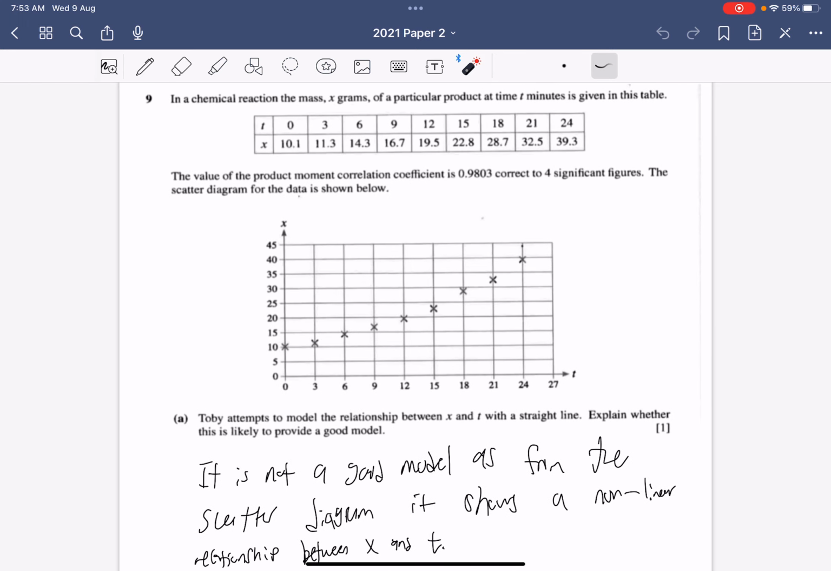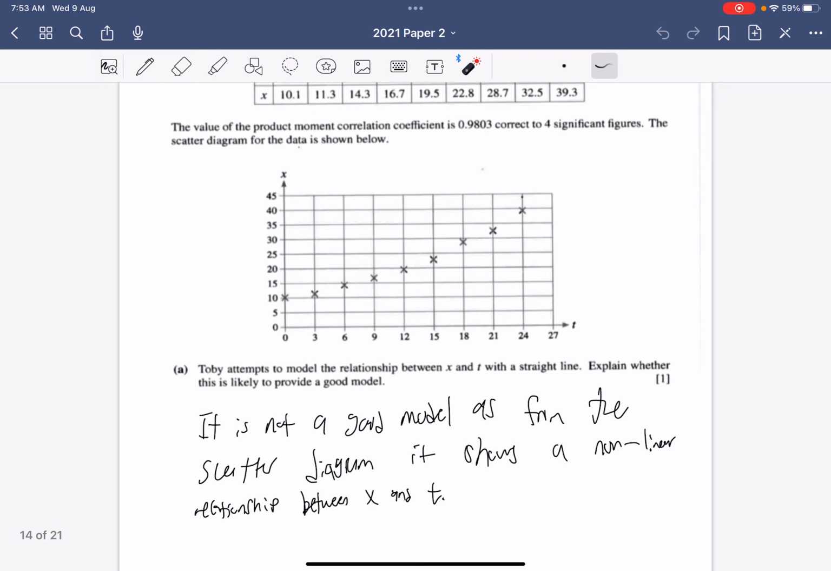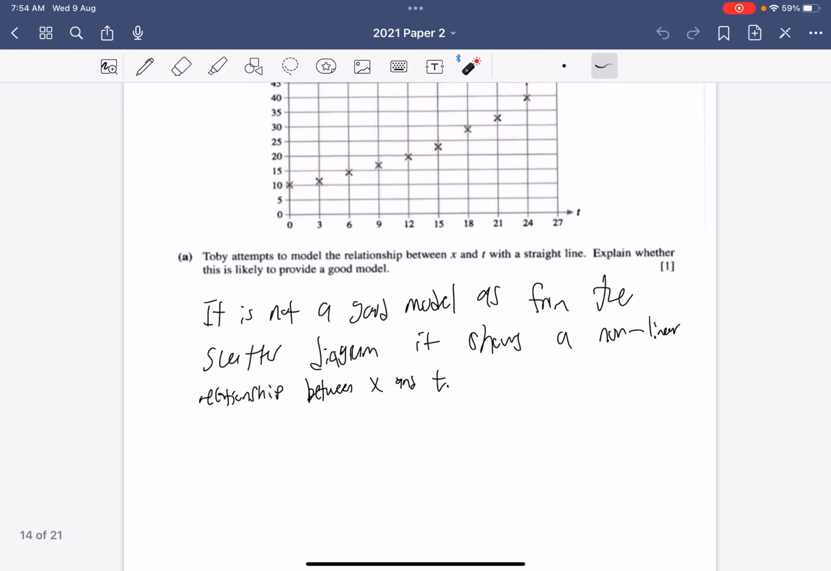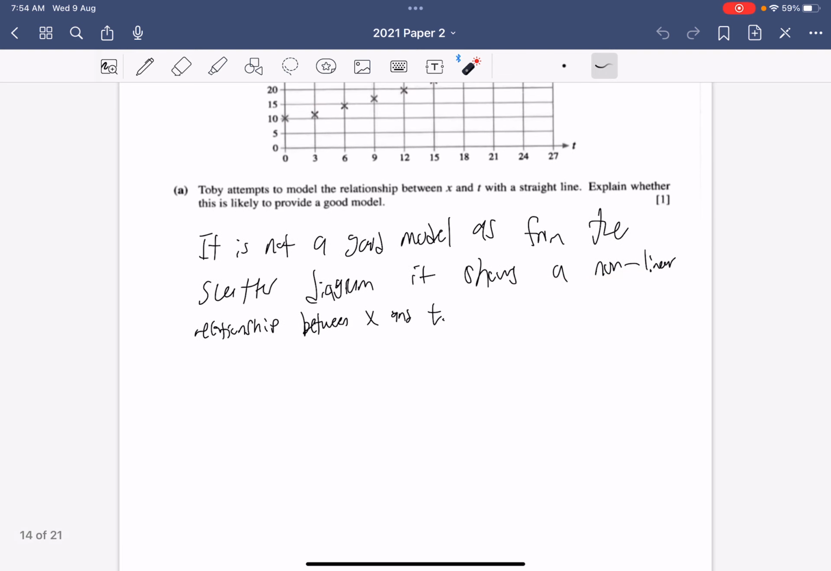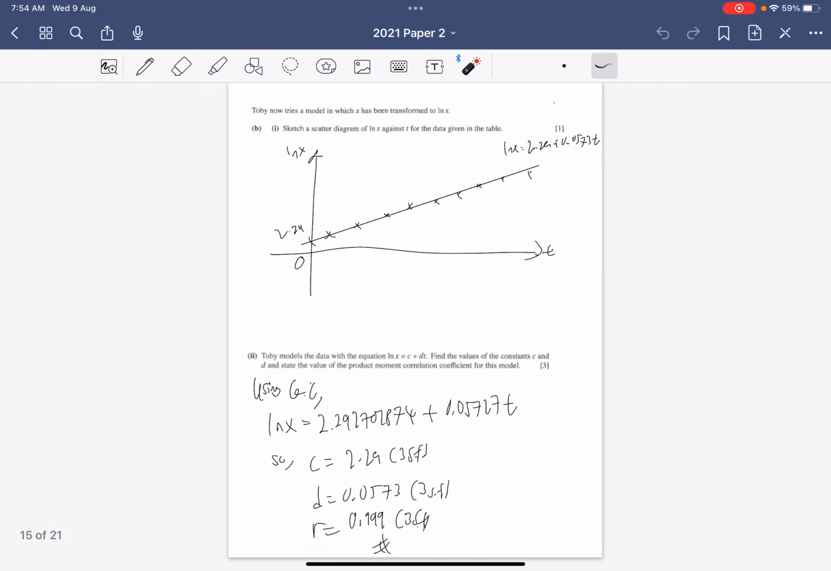For question 9, it tests you on your linear regression concepts, and first it asks whether a straight line will be a good model. If you see from the scatter diagram, a straight line will not be a good model as it looks to be curving up. The scatter diagram shows a nonlinear relationship, so a linear model can't be a good one.